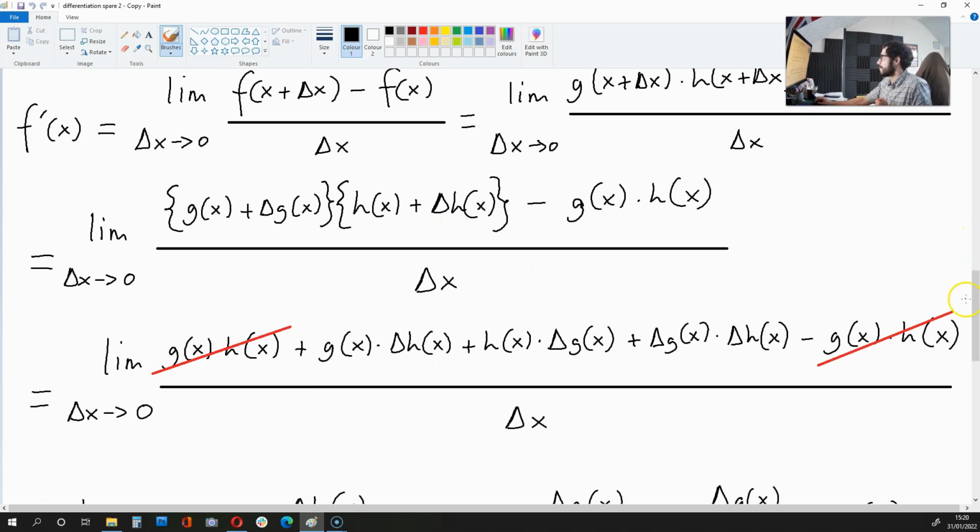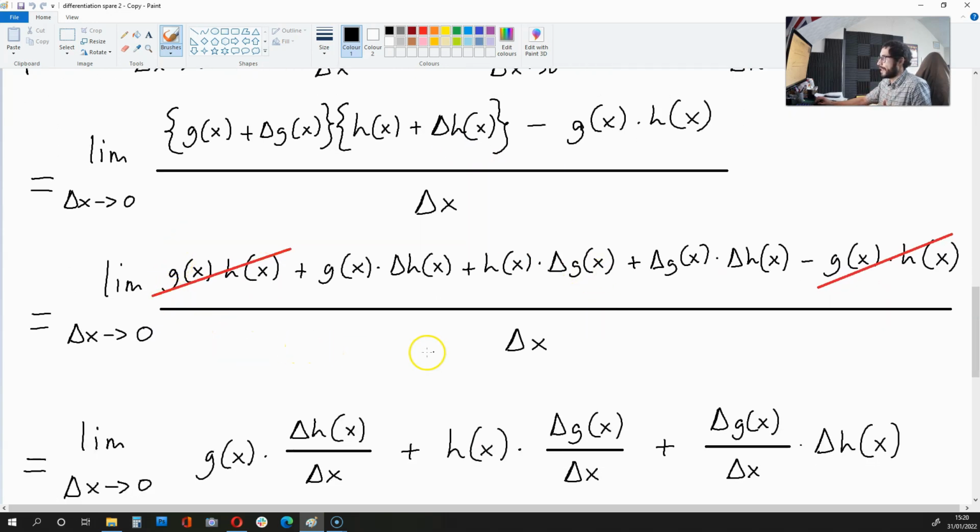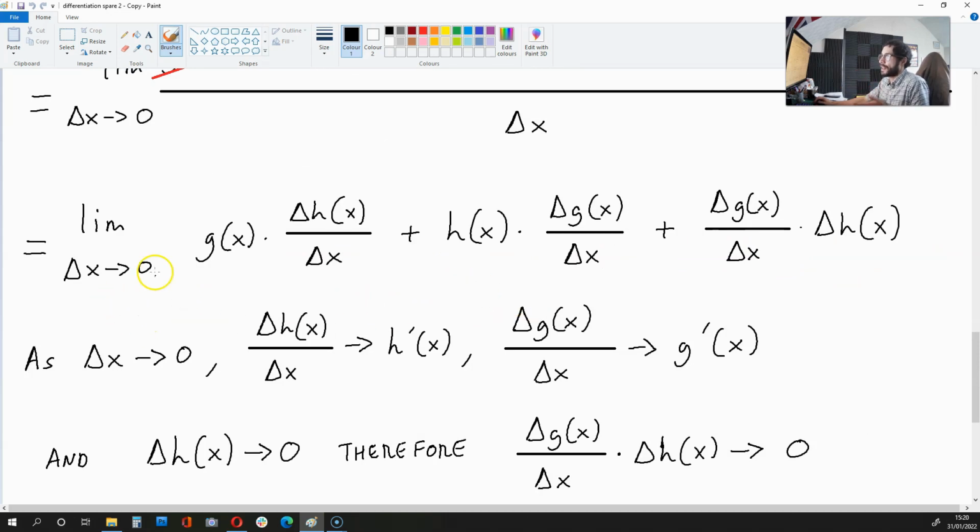And if we expand, we eventually get this right over here, okay? You can watch this video again if you want to know exactly how to do it, but for the sake of making this short, I'm going to go through it quite quickly. Anyway, so if we continue manipulating the equation, what we end up with is the limit as change in x approaches 0 of g(x) times change in h(x) over change in x plus h(x) times change in g(x) over change in x plus change in g(x) over change in x times change in h(x).